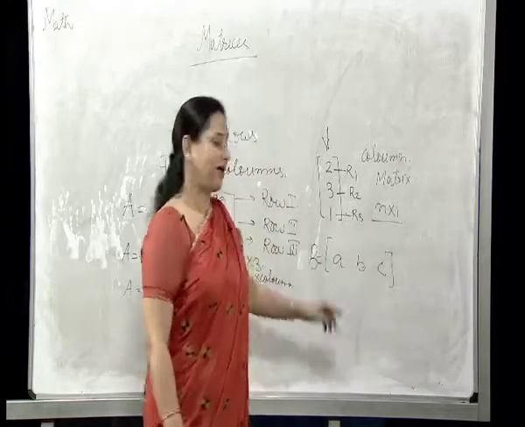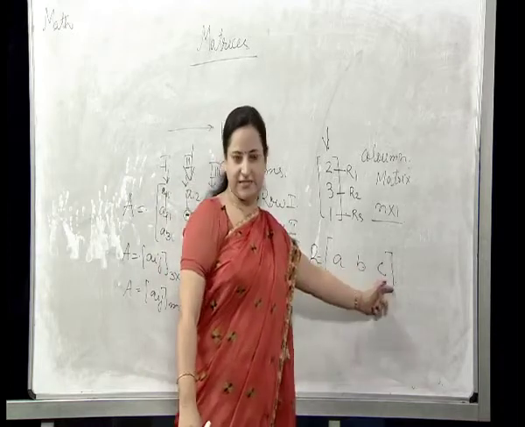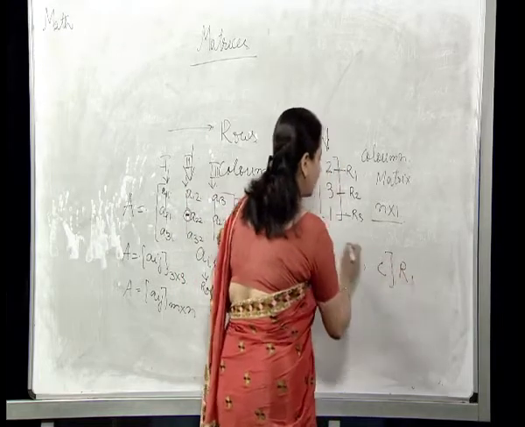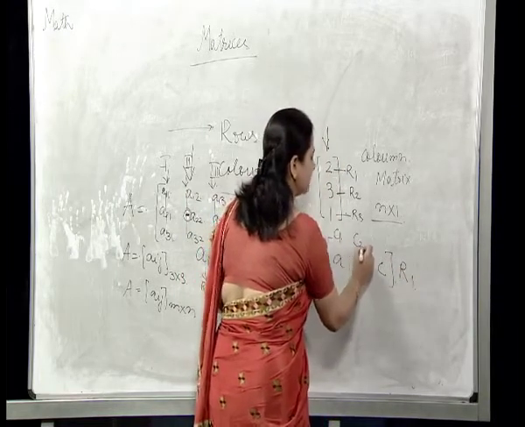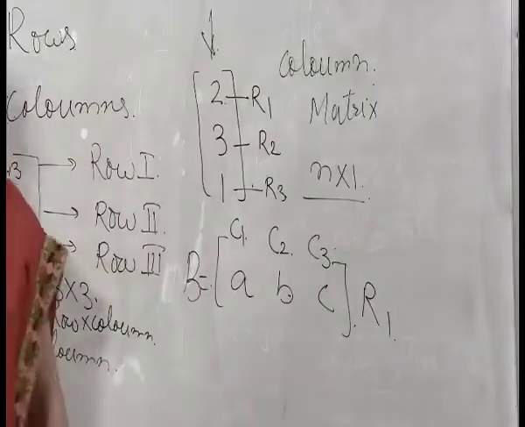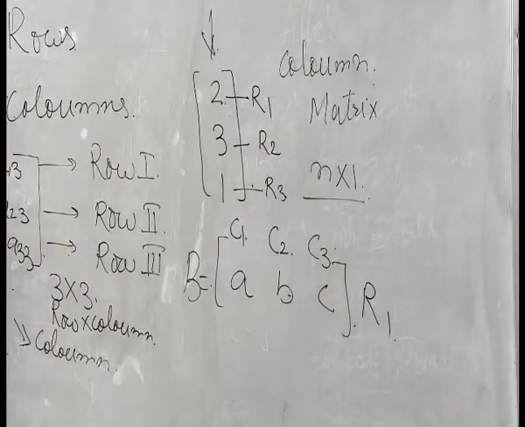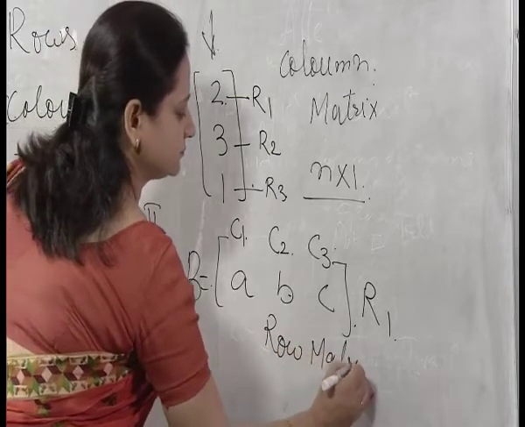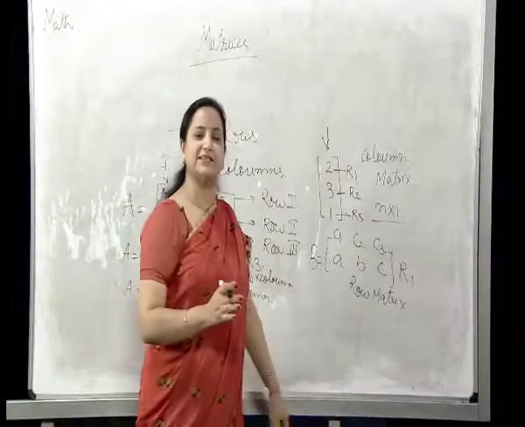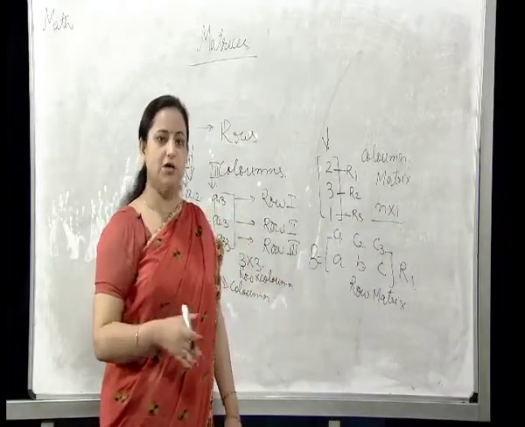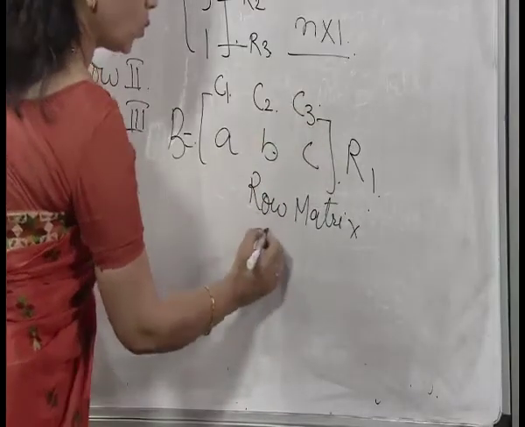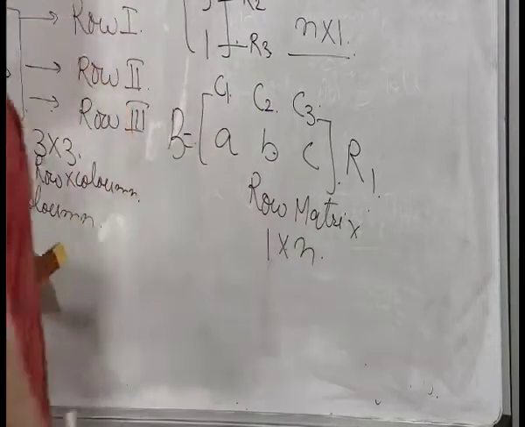Now, I will write another matrix. B is a matrix having these elements A, B, C. Now, how many rows does it have? It has only 1 row, and you can see how many columns? C1, C2 and C3. The matrix which is having only 1 row is called a row matrix. A row matrix can have n number of columns. So in general, we can write the order of a row matrix as 1 into n.